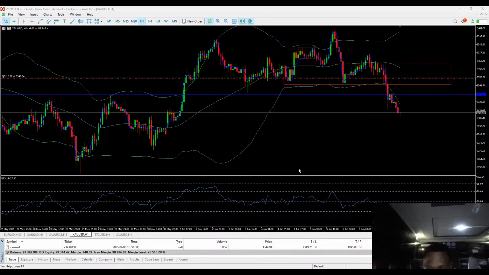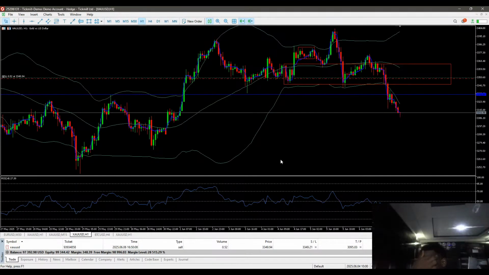I made this bigger, I increased the line width. That's why the blue line is looking thicker. All right, so that's the setup. We have the three of them.